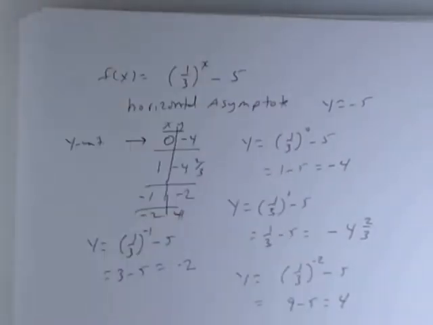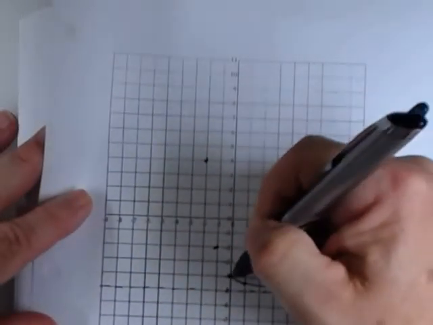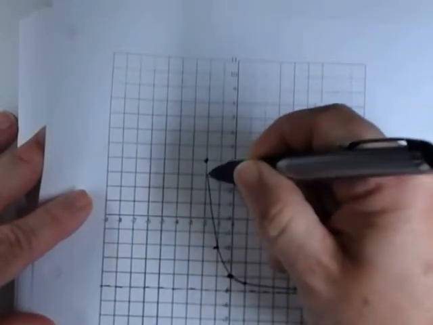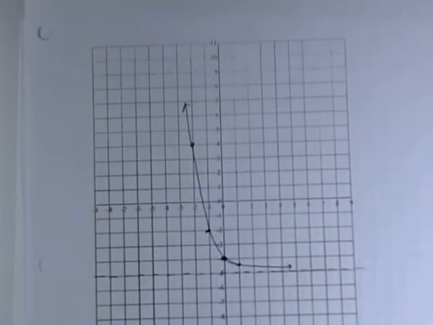So -2, 4 is here. And that's enough to draw this. And so that's it. There's your graph. Okay?